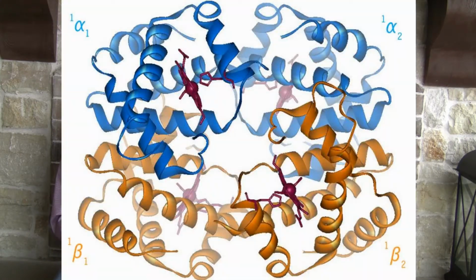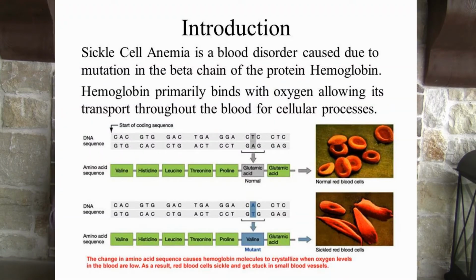This is a rendering of the hemoglobin protein. It's composed of 4 amino acid chains, 2 alpha and 2 beta. The 2 alpha chains each contain 141 amino acids. They're normal in people with sickle cell disease. The beta chains each have 146 amino acids, but the 6th amino acid in the beta chain is different in people with sickle cell disease.